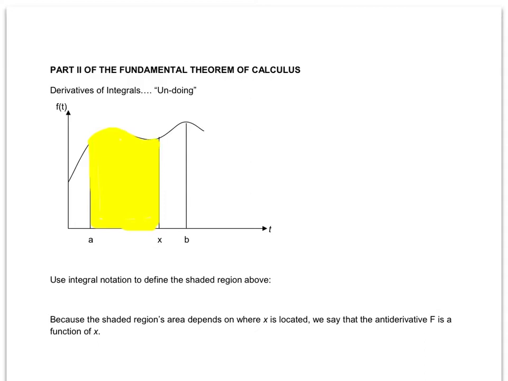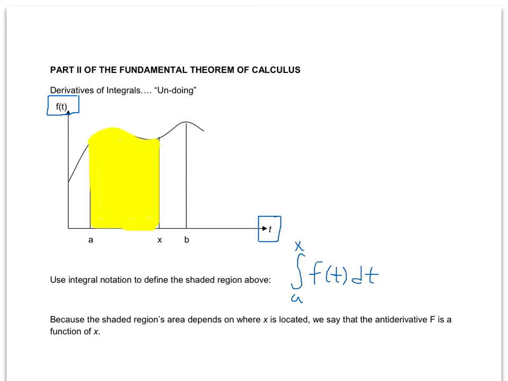So we're going to start off by using integral notation to define the shaded region, and that would be the definite integral from a to x of f of t dt. Okay, notice how the x-axis is actually a variable t and the y-axis is f of t, so that's our function. So the definite integral would be from a to x of f of t dt.